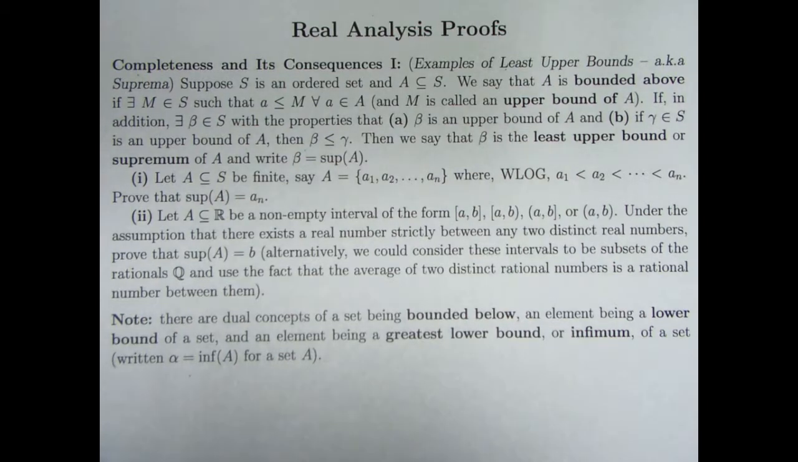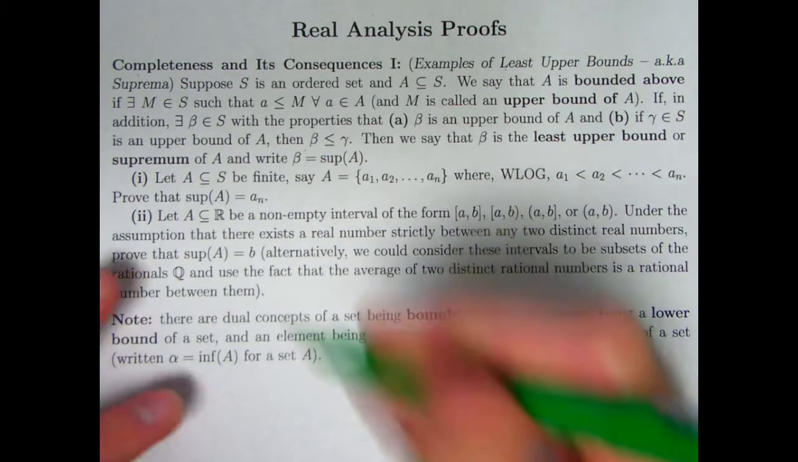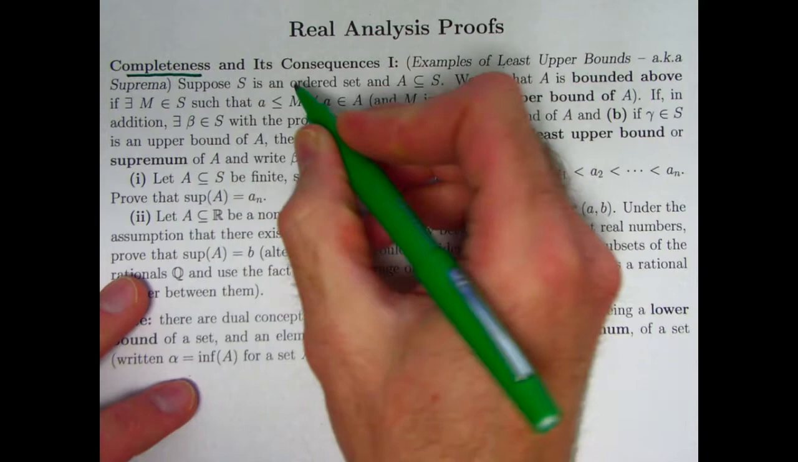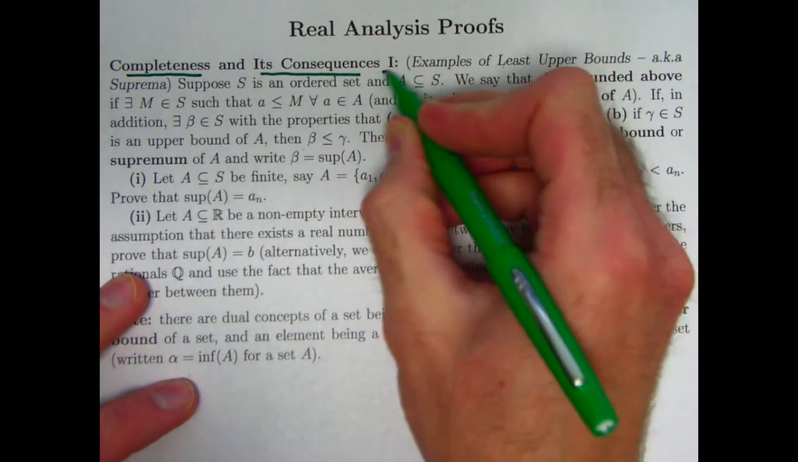Hello, this is the 11th in a series of relatively short videos that I'm doing about real analysis proofs. For the last 8 videos, we looked at proving fundamental inequalities, including the triangle inequality and the Cauchy-Schwarz inequality. In this video, we're starting a new subseries about what's called the completeness property of the real number system and its consequences. This is part 1.